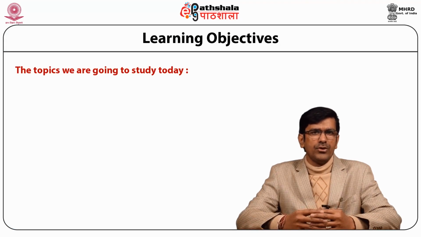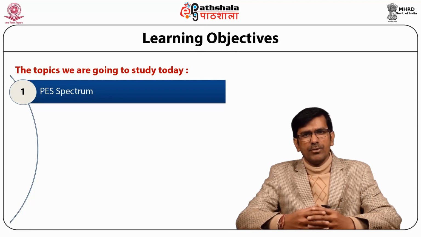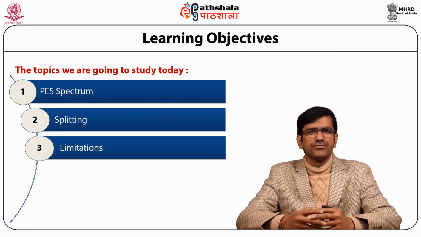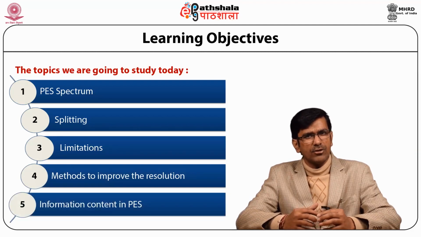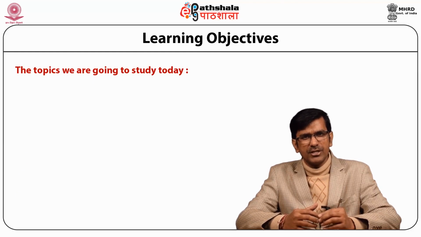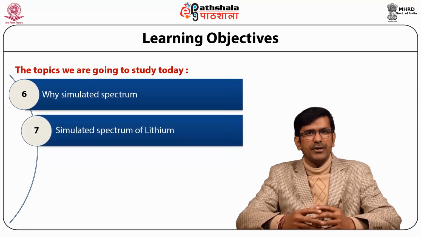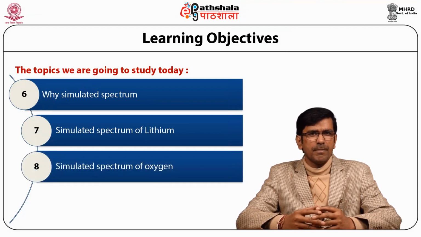Number 1, we would be discussing the PES spectrum or the photoelectron spectra. Number 2, the splitting. Number 3, the limitations. 4 is the method to improve the resolution. 5th, information content in photoelectron spectroscopy. And the 6th, why simulated spectrum. 7th is the simulated spectrum of lithium, and 8th is the simulated spectrum of oxygen.